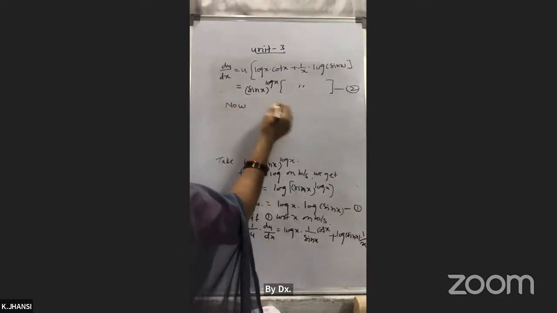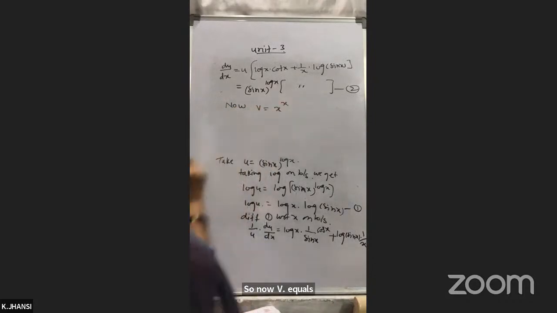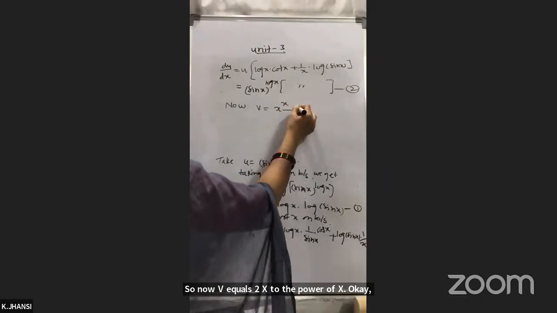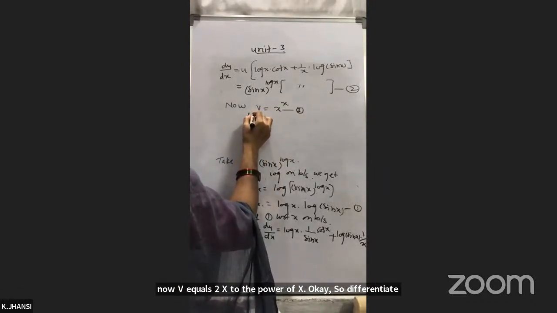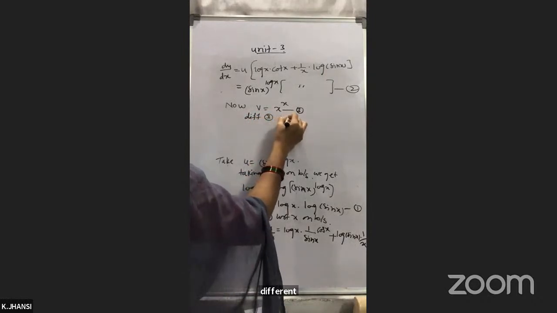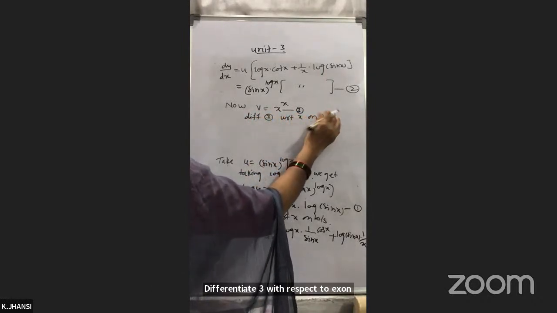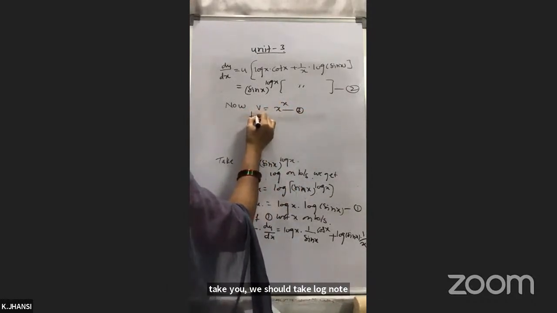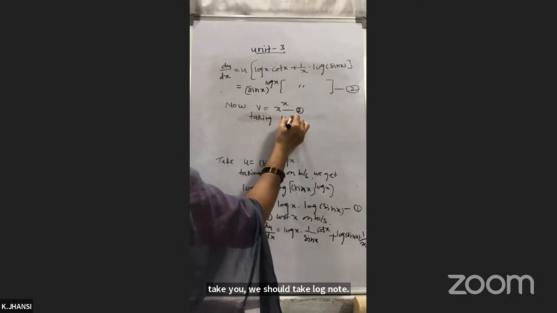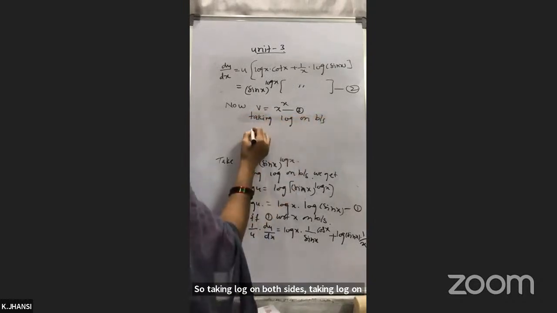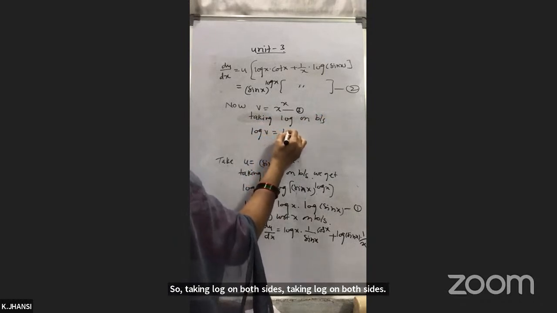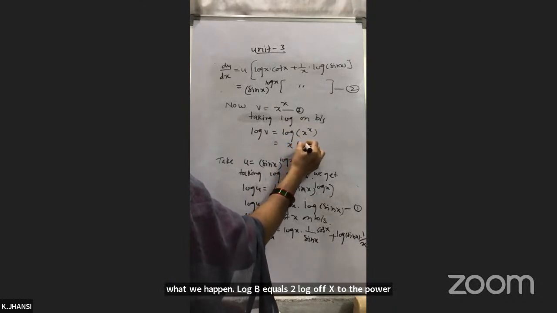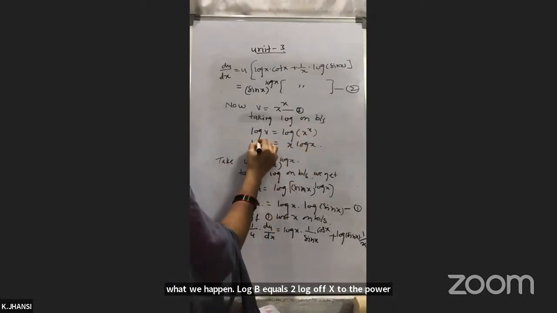So now v is equal to x to the power of x. Okay, so differentiate with respect to x on both sides. First we should take log, no? So taking log on both sides, what will happen? Log v is equal to log of x to the power of x. So it is x into log x. Okay, so this is log v.